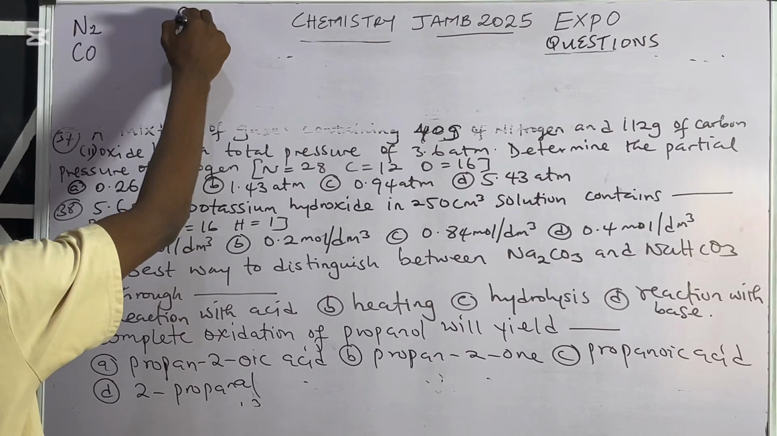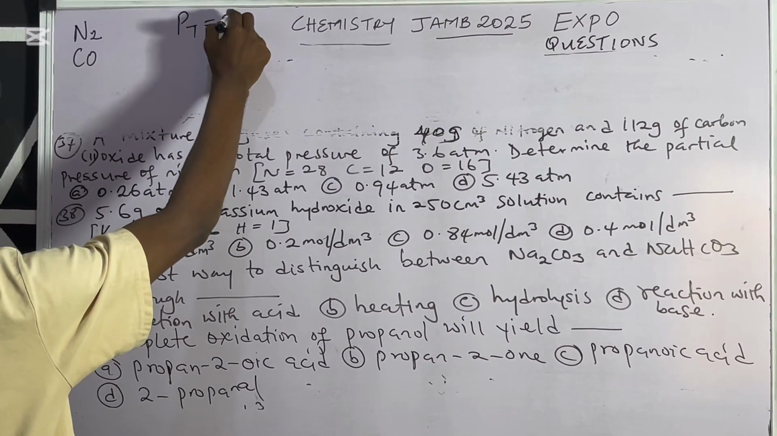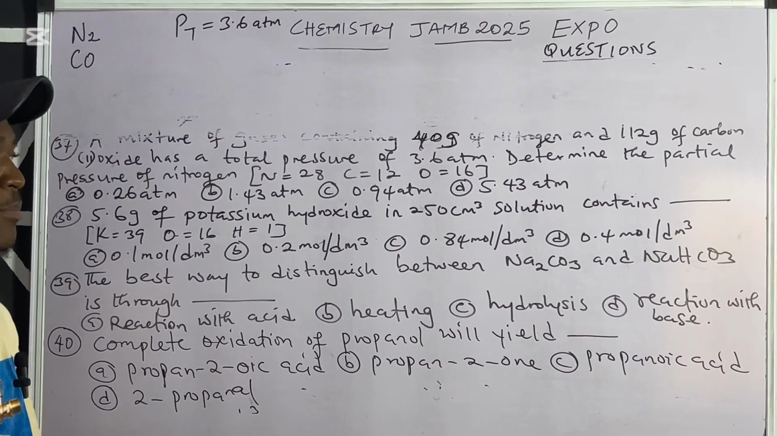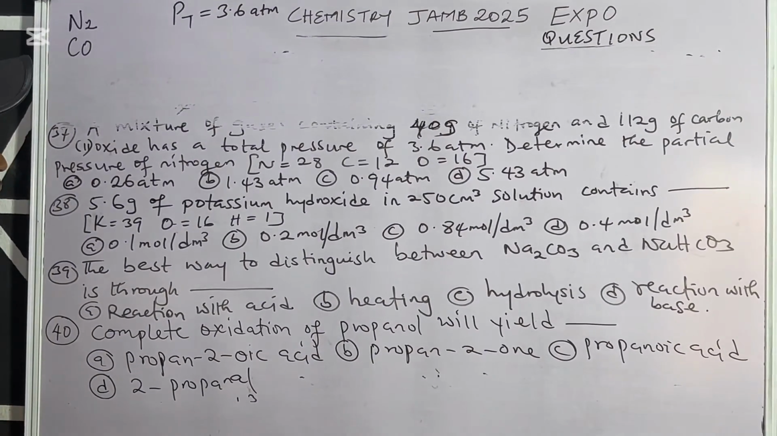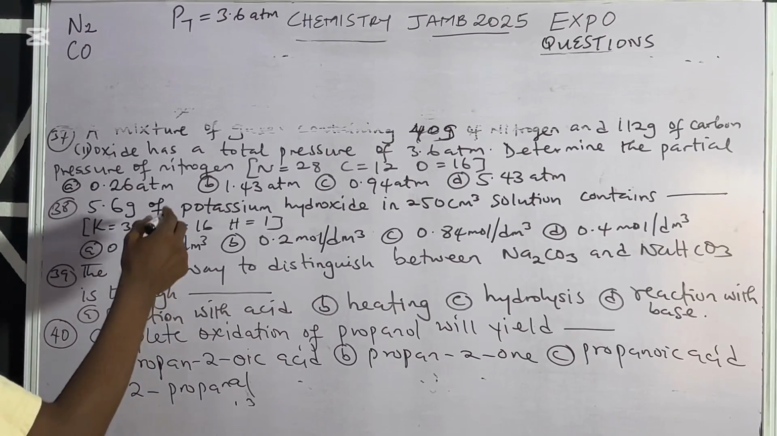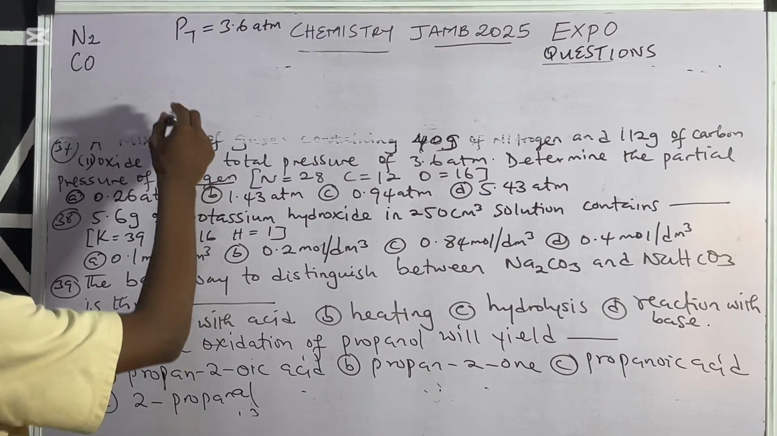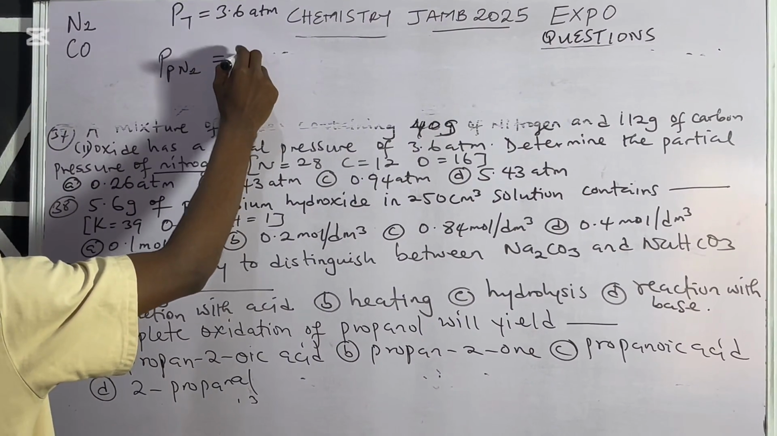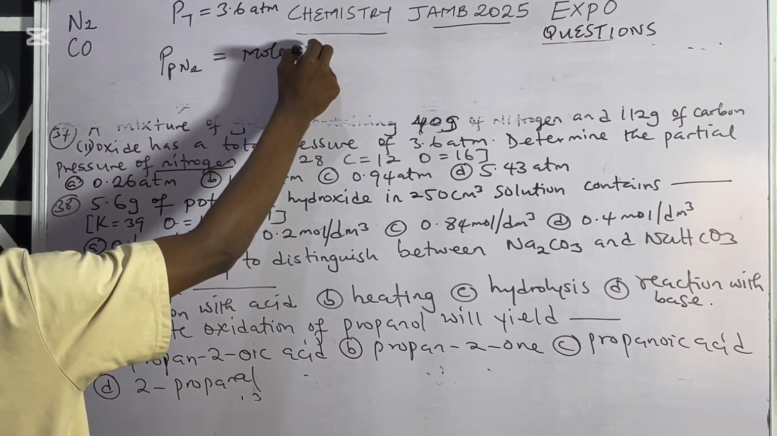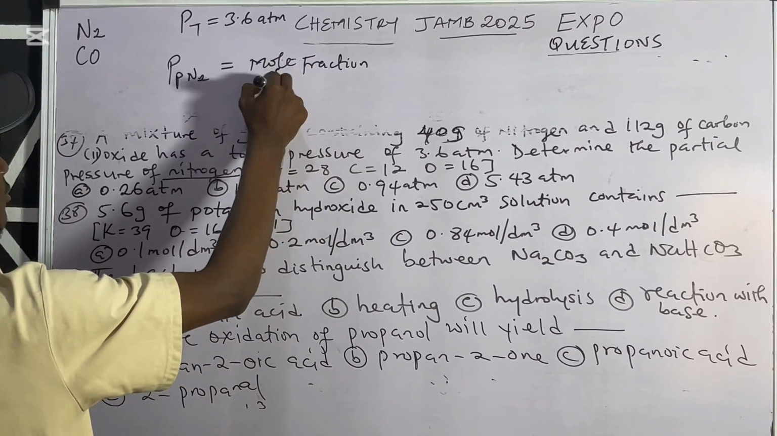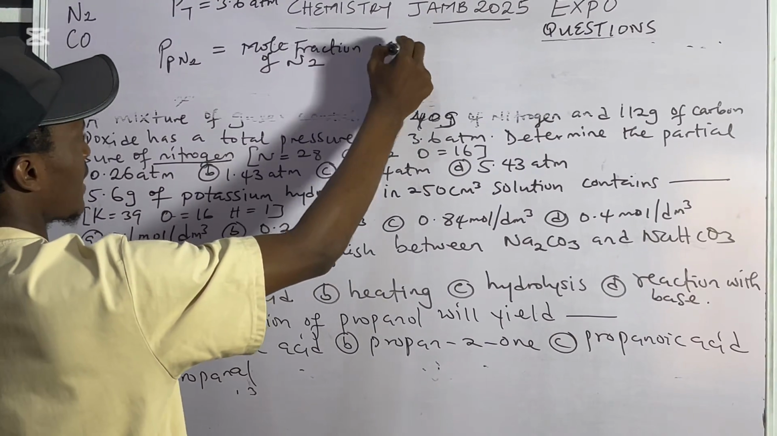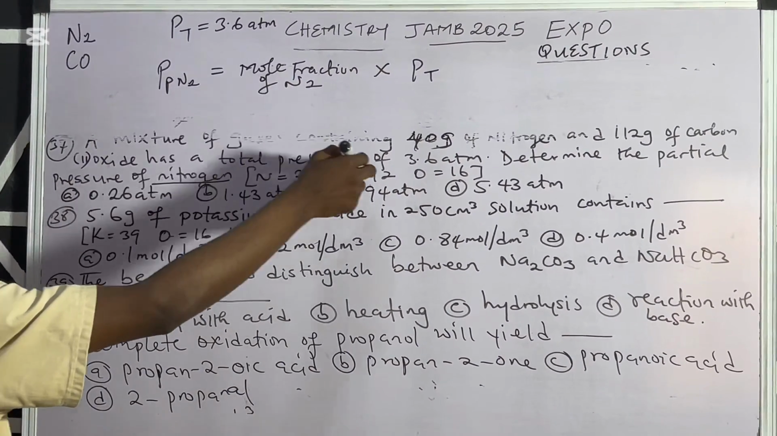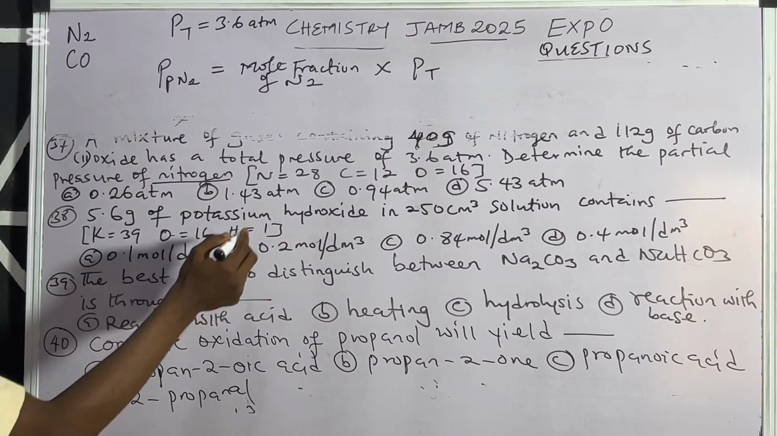The PT, which is total pressure, is given as 3.6 atm. This question is coming from Dalton's law of partial pressure. And then they said determine the partial pressure of nitrogen. How can you get the partial pressure of nitrogen gas? It's simply multiplying the mole fraction of nitrogen gas times the PT, which is the total pressure. And for you to obtain the mole fraction of nitrogen gas, firstly, we are given the mass of nitrogen.